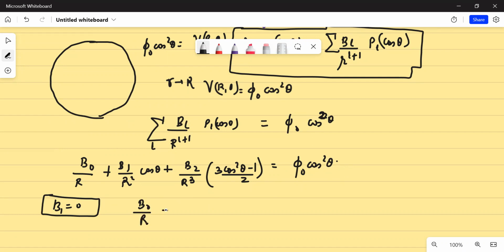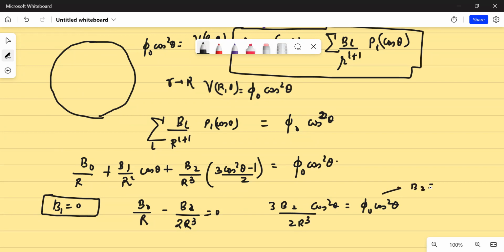Your constant terms, that is B0 upon R minus B2 upon 2 R cube, will equal 0. And further, B2 upon 2 R cube times 3 cos square theta will equal phi naught cos square theta. From here, you can extract your B2: the cos square theta gets cancelled, and B2 comes out as 2 phi naught R cube upon 3.